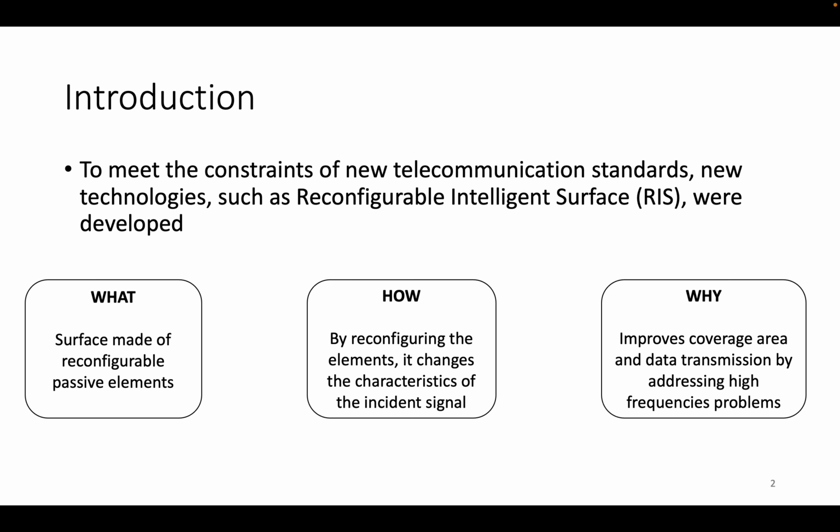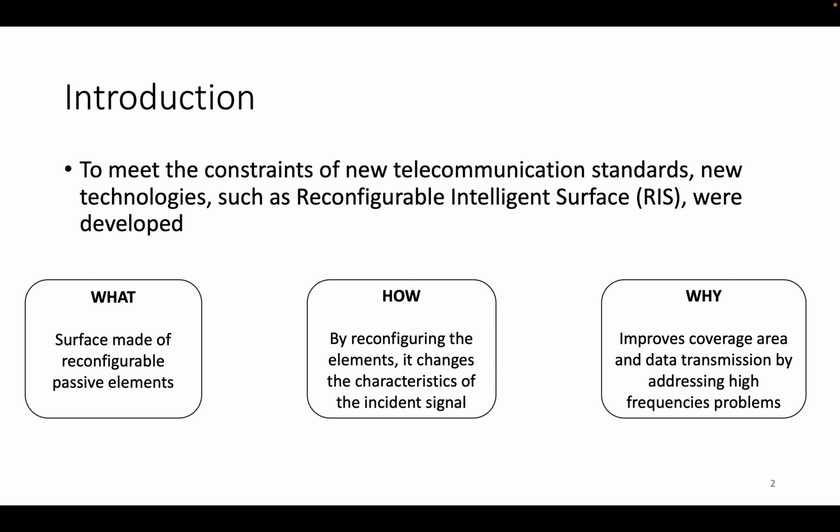Let me start by introducing Reconfigurable Intelligent Surfaces, or RIS. As you may know, these surfaces have been proposed to meet the challenges of next-generation wireless communication standards. So what exactly is a RIS? It is a surface composed of many passive, controllable elements that can manipulate how electromagnetic waves propagate.